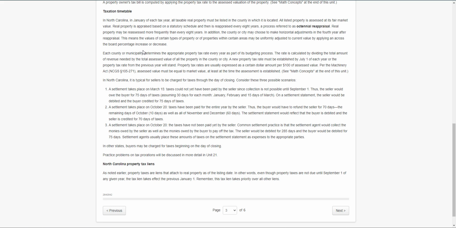Each county or municipality determines the appropriate tax rate every year as part of its budgeting process. The rate is calculated by dividing the total amount of revenue needed by the total assessed value of all property in the county. What? Tax rate is calculated by the total amount of revenue that they need?